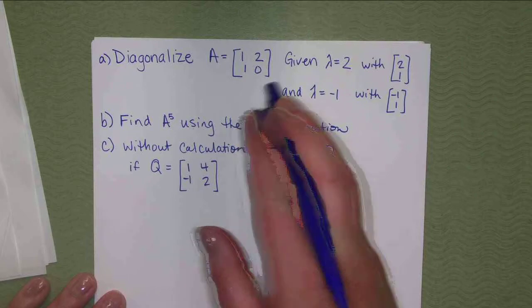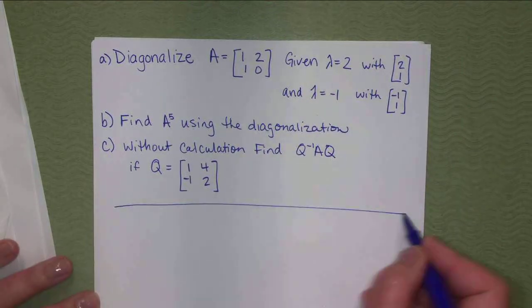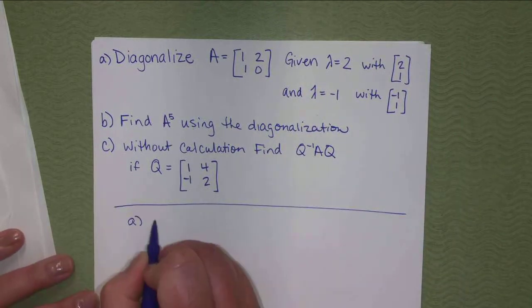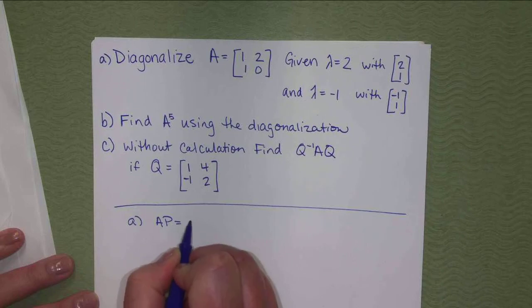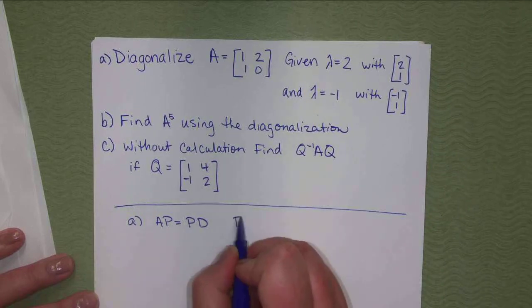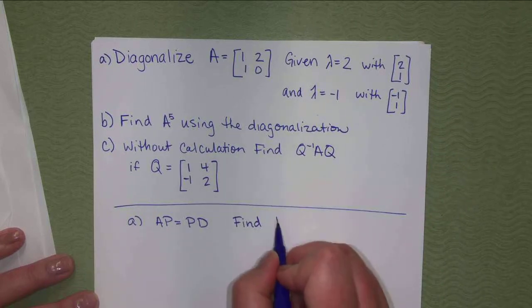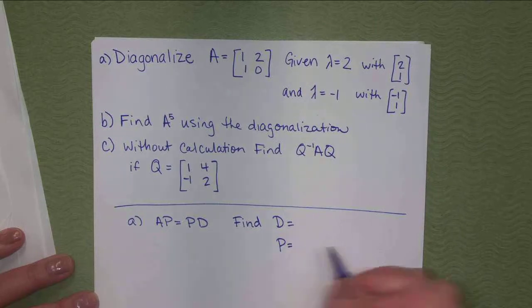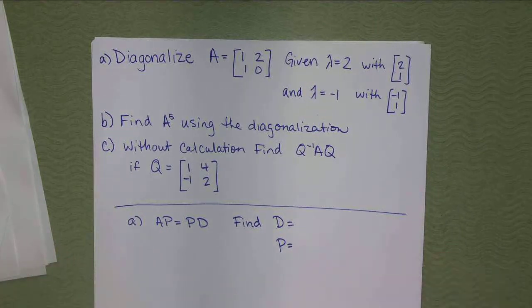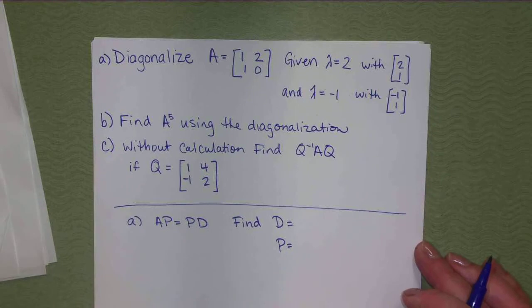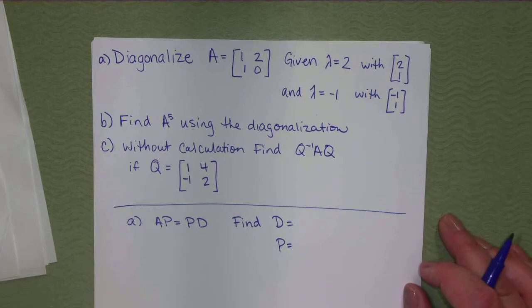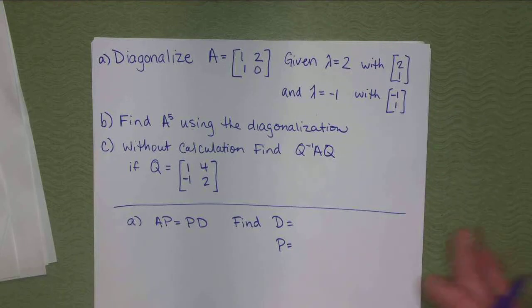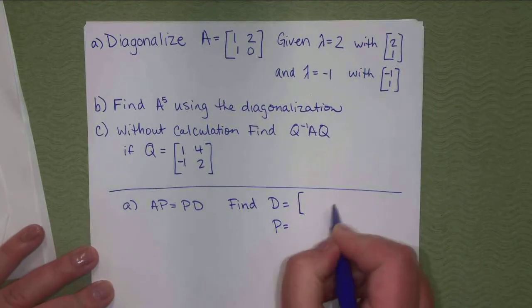So when you're asked to diagonalize, all you're asked to do is to find AP equals PD. So you just need to find D and P. You don't need to do anything more than that. If I say and check, then you would actually do the multiplication and show that they're equal. But to diagonalize is just to find P and D. So that's all that's asking. So what is D and P?